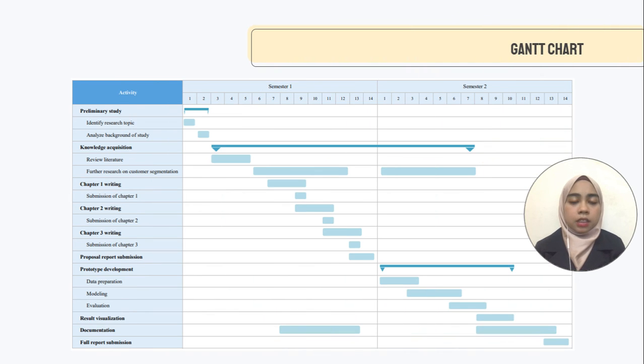This is the Gantt chart to represent the timeline of completing the proposal as well as the full report. So the activities involved are preliminary study, knowledge acquisition, Chapter 1 writing and submission, Chapter 2 writing and submission, Chapter 3 writing and submission, proposal report submission, prototype development, result visualization, documentation as well as full report submission.